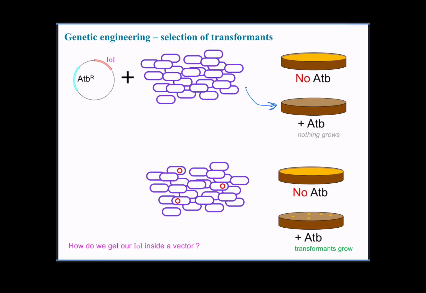On the other hand, if some of the bacteria picked up the vector and the vector carries an antibiotic resistance gene, some of those bacteria will be resistant to the antibiotic and they will be able to proliferate and grow and make a colony on those plates with the antibiotic. And in those plates, we say that only transformants grow.